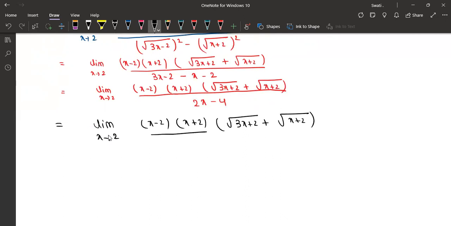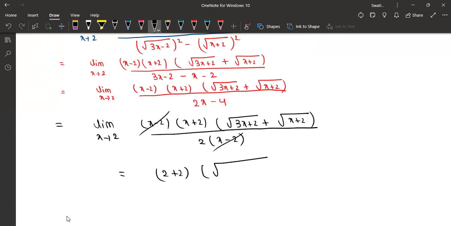In the denominator, we have 2x minus 4. So, from that, I'll take 2 common. So, this is x minus 2. Now, of course, this x minus 2 will get cancelled. And now we can directly put the value of x, that is 2. So, 2 plus 2, root 3 times 2, that is 6, plus 2, plus root 2 plus 2. And then, of course, we have upon 2 as well.